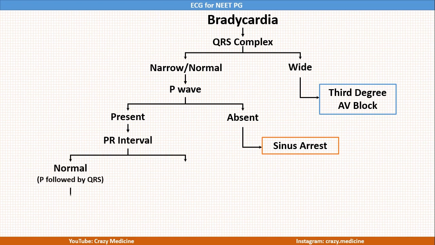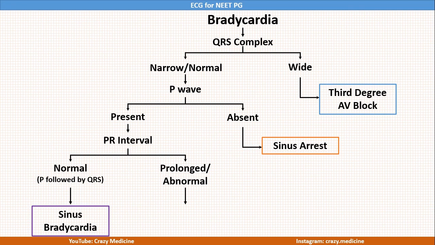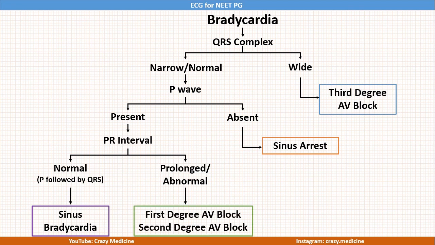If it is normal, with each P wave followed by a QRS complex, it is sinus bradycardia. And if it is increased or abnormal, we are left with two choices, that is first and second degree heart blocks, that can be easily identified. Let us quickly discuss AV block identification points.